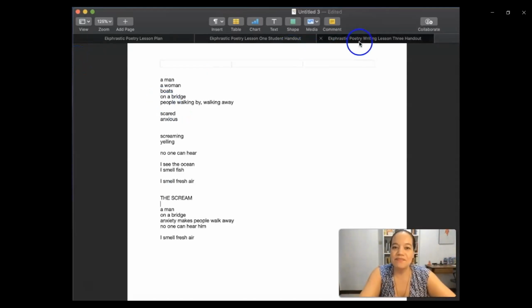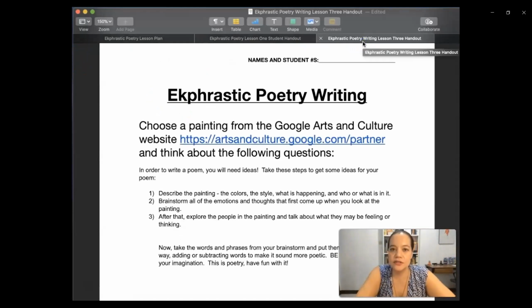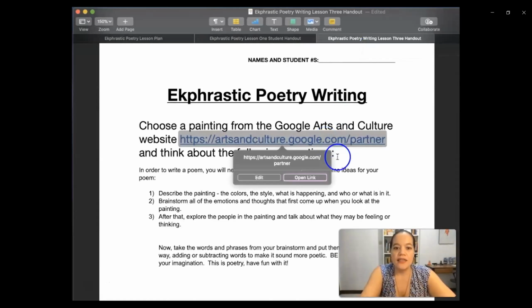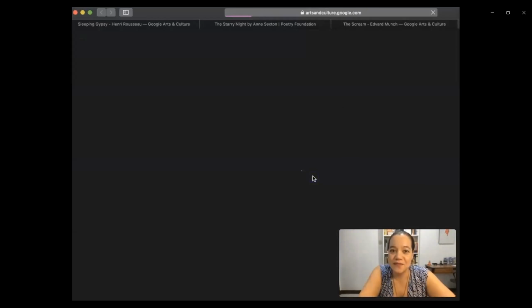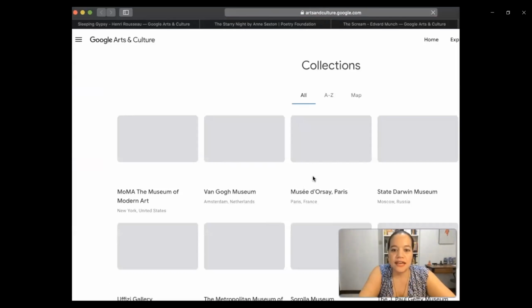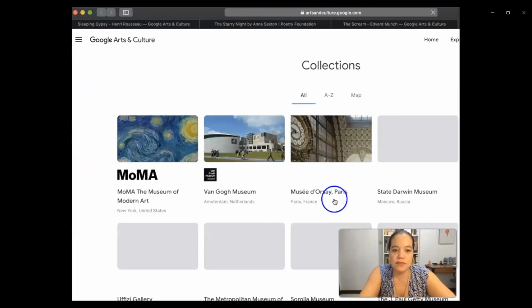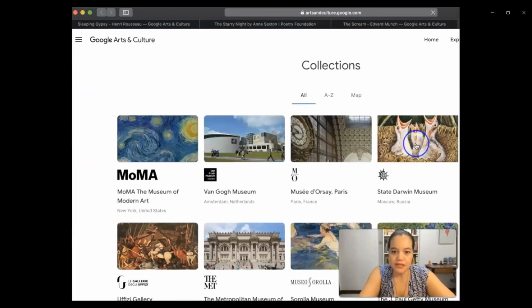So lesson 3 has a handout as well. Once you've done that with the class a couple of times, you can tell students to go to the Google Classroom where they will find this handout, okay? It will be their job in groups to write a poem about a painting of their choice. So they can go to the Arts and Culture website, and this has many different museums available. So they can choose one of the museums.